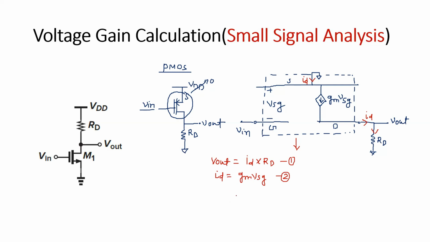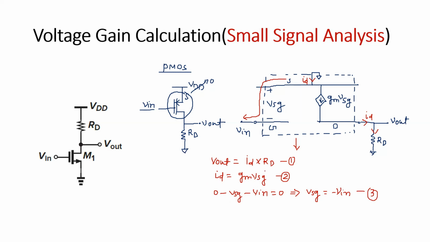And the third equation is the KVL from the source, which means ground, to Vin. It will give you 0 minus VSG minus Vin equals 0. So it will give you VSG equals minus Vin. This is your third equation.